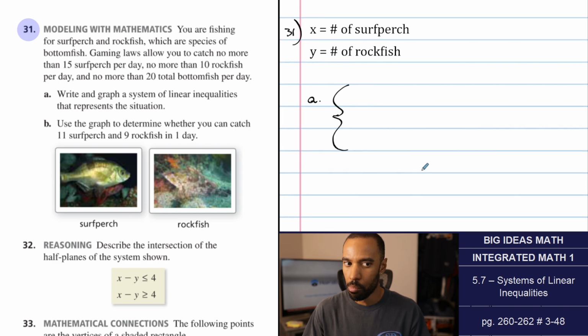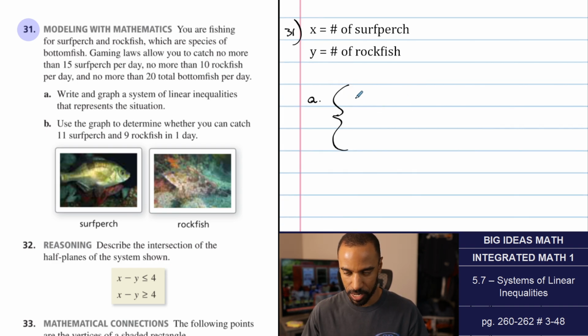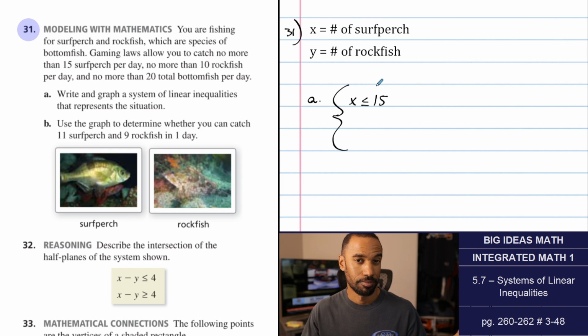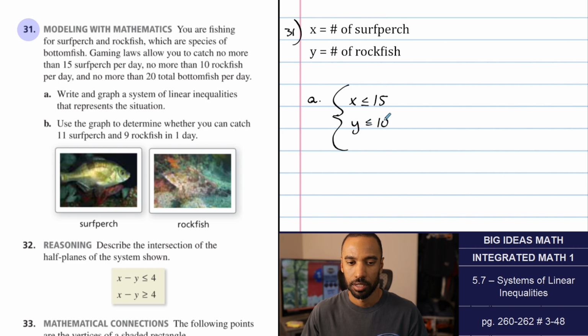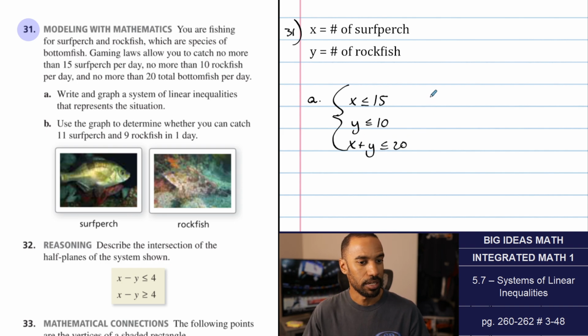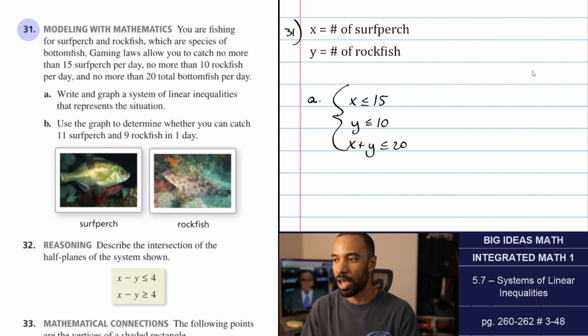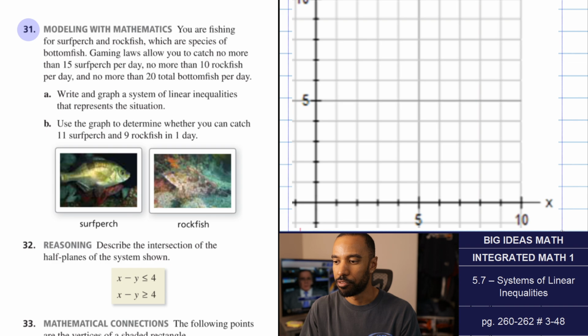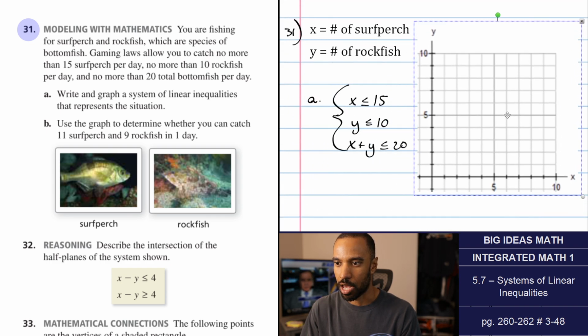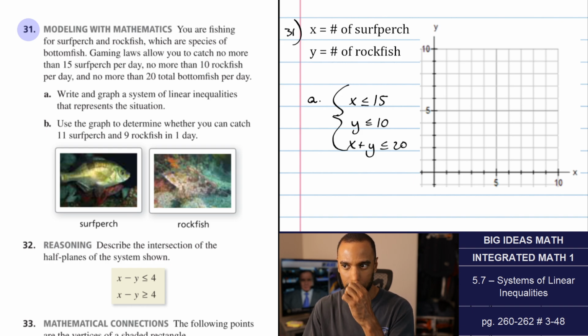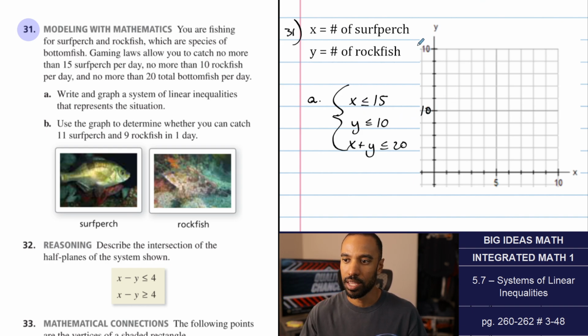So part A will have the species gaming laws. No more than 15 surf perch. You can catch 15, but that's it. Now keep in mind, you can't catch less than 0. That's implied, okay? No more than 10 rockfish. And no more than 20 total. When you combine these, it still must stay under 20. I think that's the only 3. All right. So this one as well, I think we need to work off that scale of 20s because of the sum of those things and the intercepts that we'll have. So I'm going to change these ones here to 10 and 20 and 10 and 20.